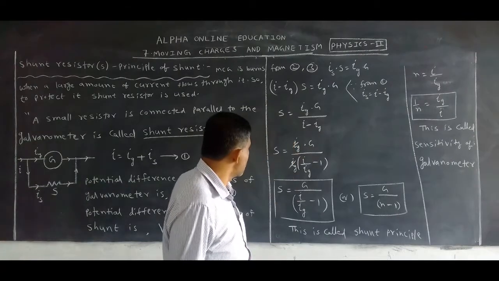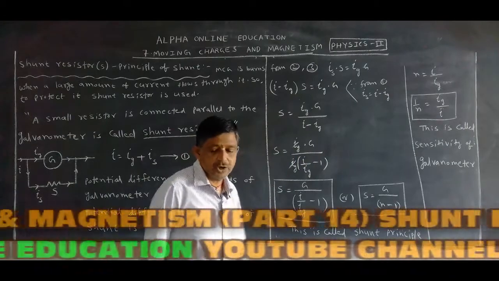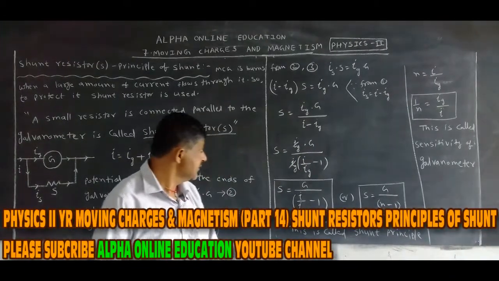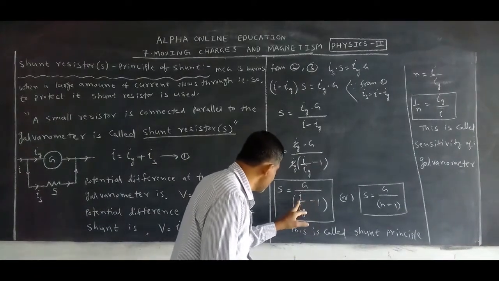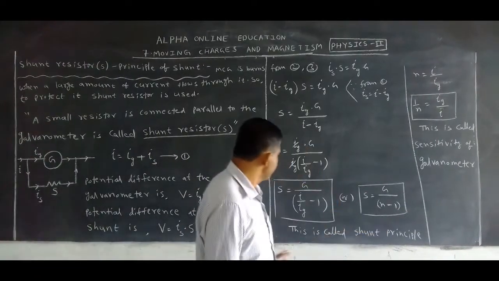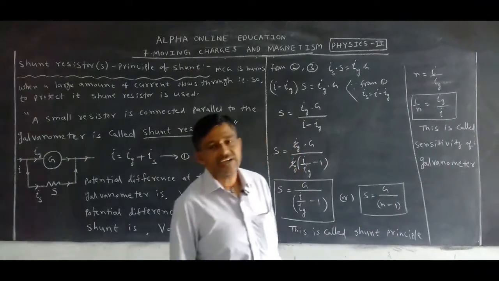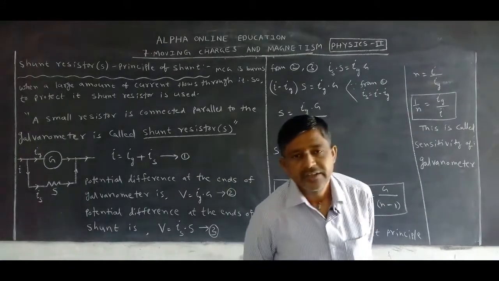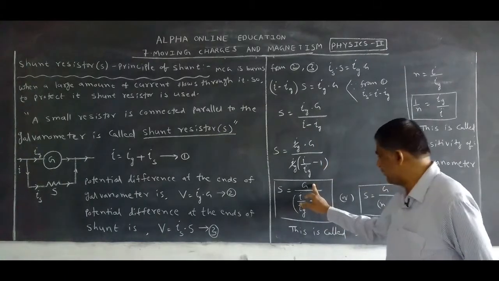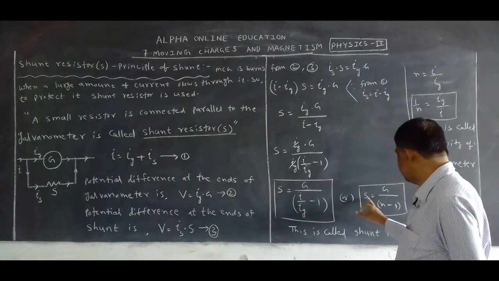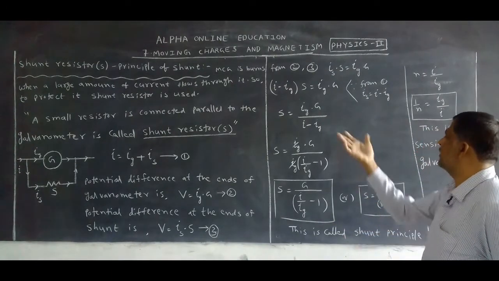Let us take Ig common in the denominator: I by Ig minus 1, Ig cancels. Then S is equal to G by (I/Ig - 1). Here I/Ig is taken as N. So S = G/(N - 1). This is called the shunt principle, or principle of shunt: S = G/(I/Ig - 1), or S = G/(N - 1).